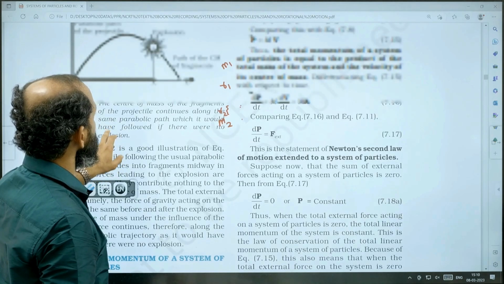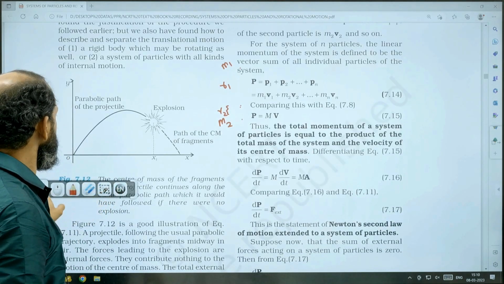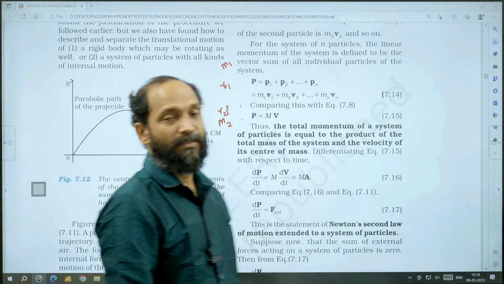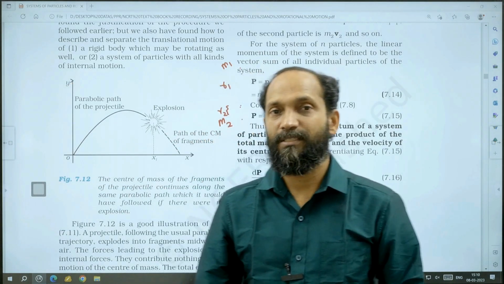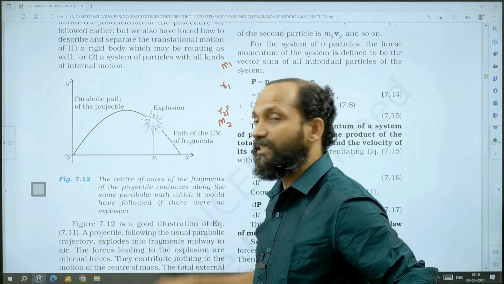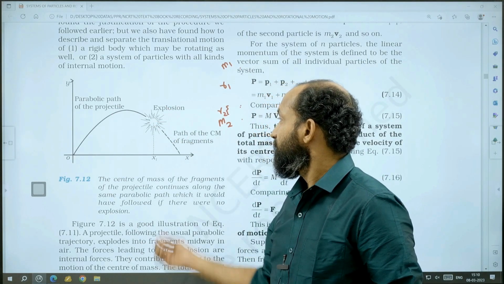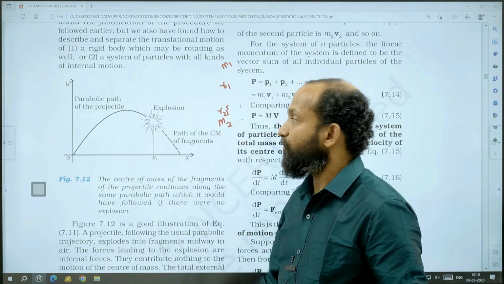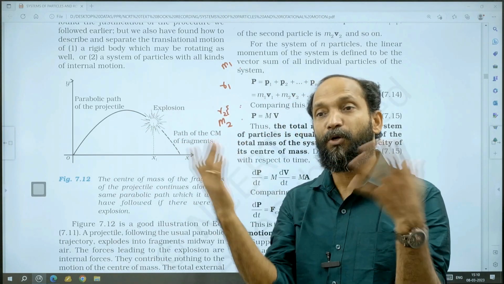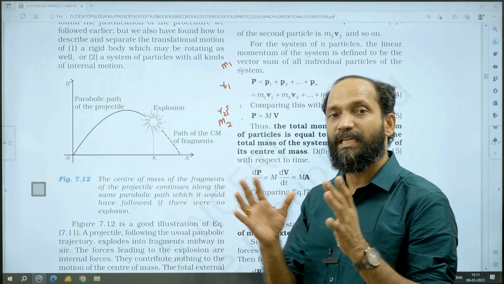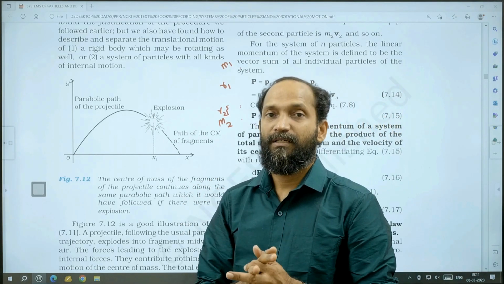Another one you can see here is a firecracker. Normally, if it had not exploded, it would have gone along a parabolic path. But on the way, in midair, it explodes into fragments. But that explosion is only creating an internal force.